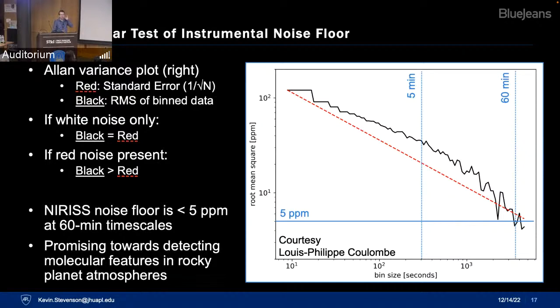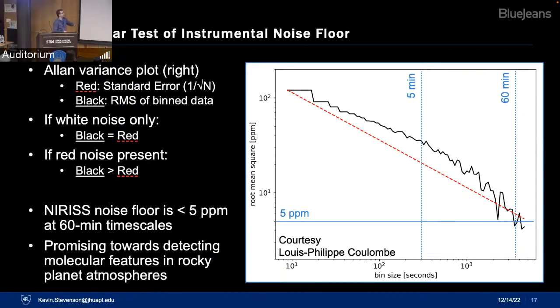We're sort of integrating over that red noise. And this is particularly important when we talk about detecting or characterizing rocky planets around nearby M-dwarf stars, because the timescale of the transit is on order of 60 minutes. And so you do not want to be seeing red noise at that timescale, because you will not be able to take dozens and dozens of transits and bin things down as you expect.